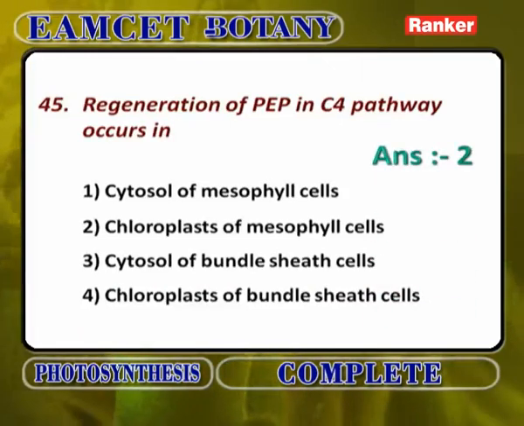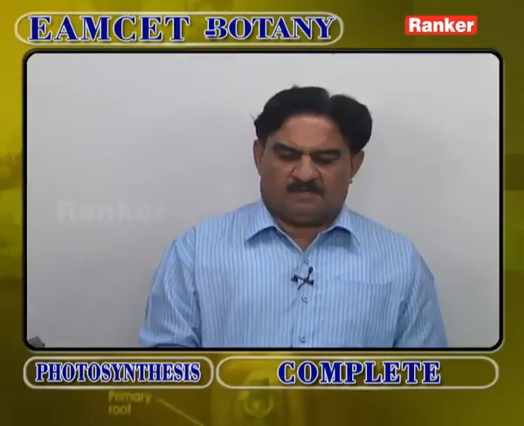Regeneration of PEP in the C4 pathway occurs in. Regeneration of phosphoenol pyruvic acid in the C4 pathway, or Hatch-Slack pathway, or beta carboxylation cycle, or dicarboxylic acid cycle, occurs in. Cytosol of mesophyll cells is wrong. Chloroplast of mesophyll cells is correct.